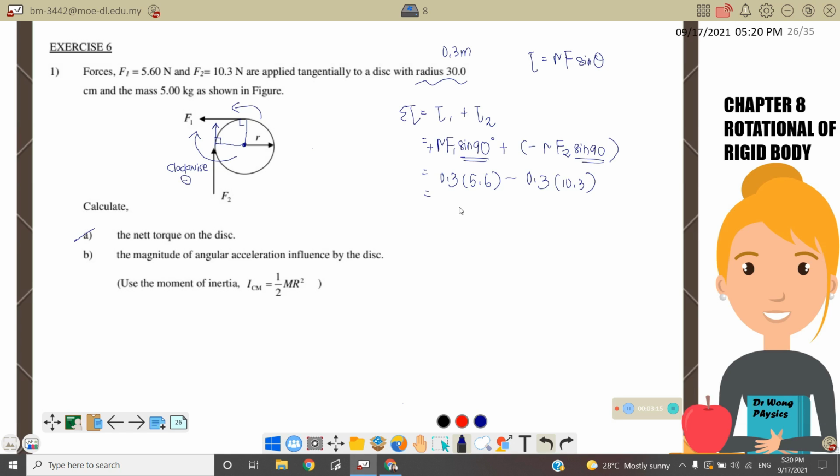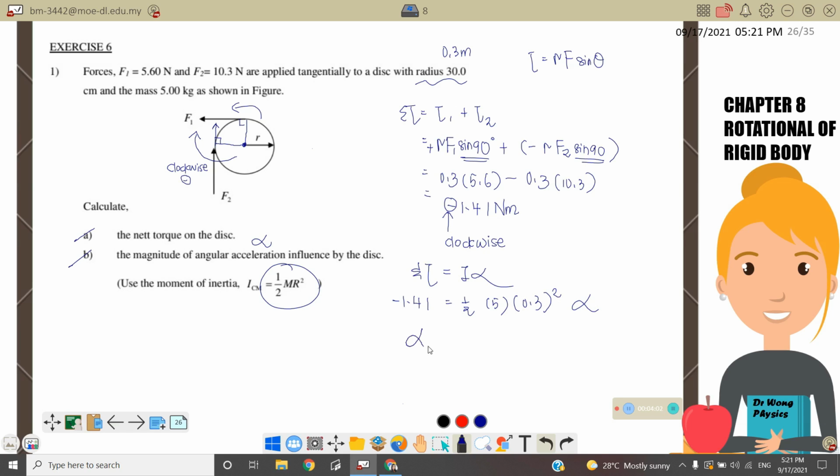So therefore, the net torque is negative 1.41, unit is Newton meter. So negative here shows that at the end, this disc will rotate in clockwise. Next one, B. Find the magnitude of the angular acceleration, meaning we want to find alpha. So we know that net torque equals I alpha, where our net torque is negative 1.41, and I here is given 1 over 2, m is 5 kg, r is 0.3 squared, and then alpha.